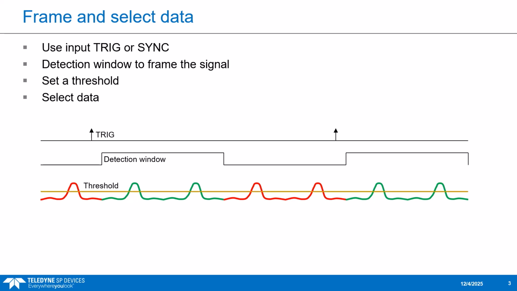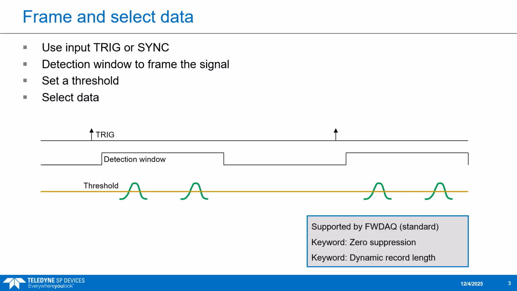The next stage involves setting a threshold. Any signal exceeding this threshold is identified as a pulse. These features are supported by the standard firmware. This approach isolates only relevant data and is sometimes called zero suppression. If the pulses vary in length, a dynamic record length is applied.